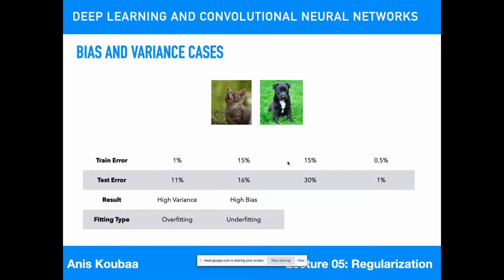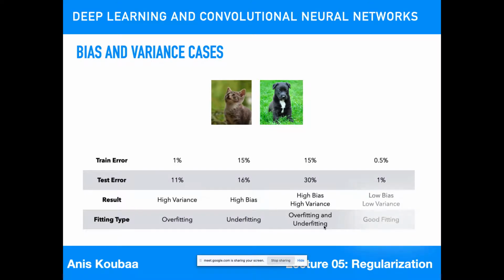Now imagine that the train error is 15% and the test error is 30%. Underfitting. This will be both. We have high bias because both the train error and test error are very high, and we have high variance because the test error is also much higher than the train error. So in this case, we have overfitting and underfitting.